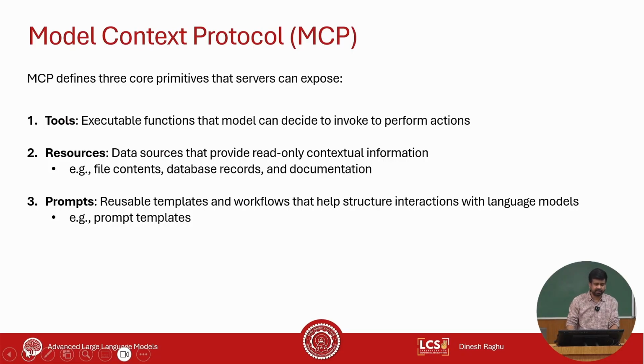So MCP servers expose three main primitives. Tools is very obvious, right? Because almost all MCP servers expose tools. But in addition to tools, Anthropic also envisioned that people in the future may end up using resources and prompts. For example, GitHub may expose a lot of their documentation, right? If you're accessing, let's say, IIT Delhi, it may expose a lot of policy documents, Senate meeting minutes, and many other things that they may have.